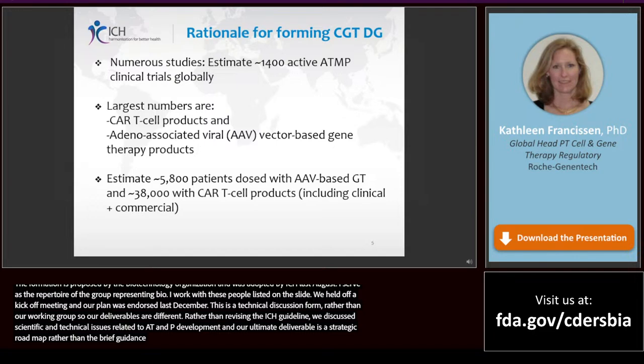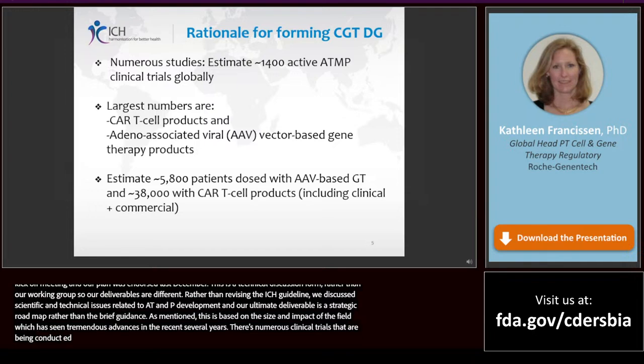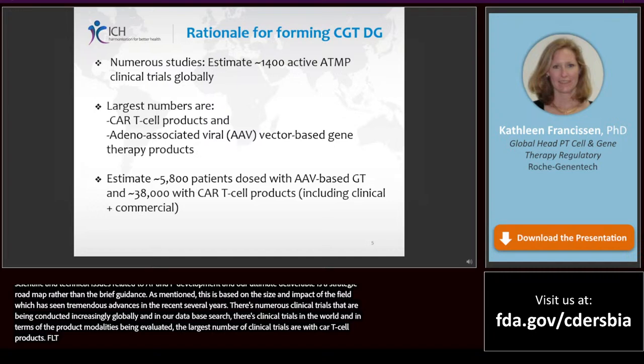As mentioned, Bio proposed the formation of the discussion group based on the size and impact of the ATMP field, which has seen tremendous advances in the recent several years. There are now numerous clinical trials that are being conducted increasingly globally. In our database search, there are approximately 1,400 active ATMP clinical trials around the world. And in terms of the product modalities being evaluated, the largest number of clinical trials are with CAR T-cell products, followed by AAV-based gene therapy products.